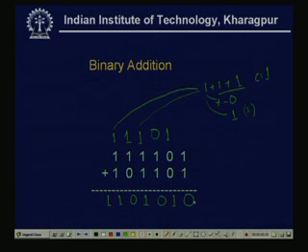So, 1 plus 1 is 0, carry 1, again 0 plus 0 plus 1 is 1, 1 plus 1 is 0, carry 1, 1 plus 1 plus 1 is 1, carry 1, 1 plus 1 is 0, carry 1, 1 plus 1 plus 1, carry 1, sum 1. So, this is my binary addition and these are the carries. These are my carries and these two are 2 operands.